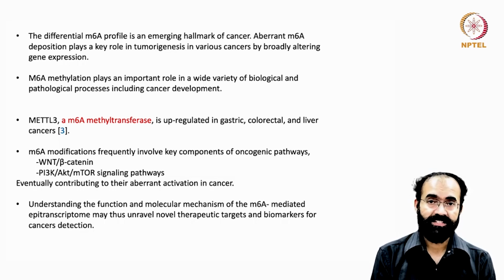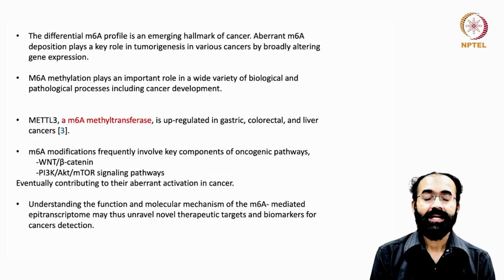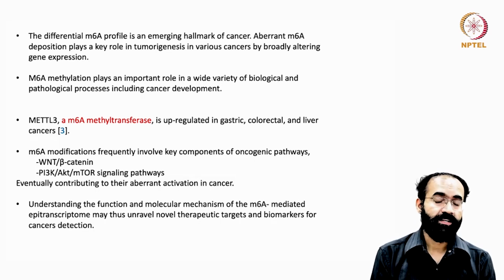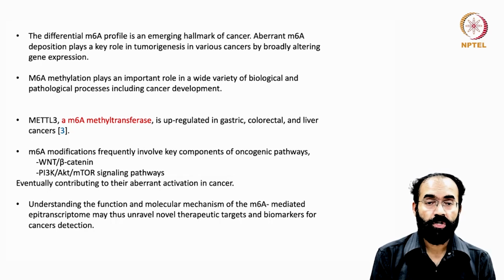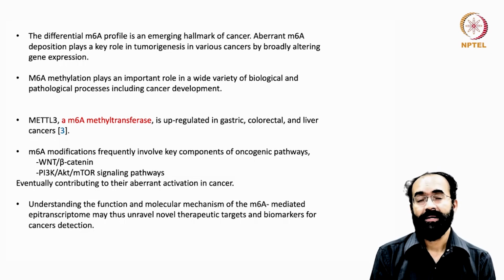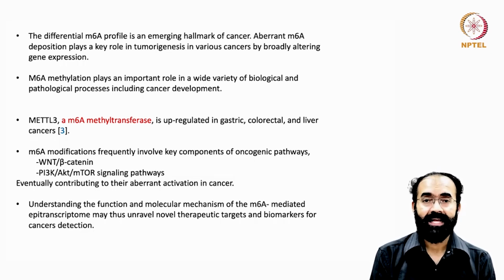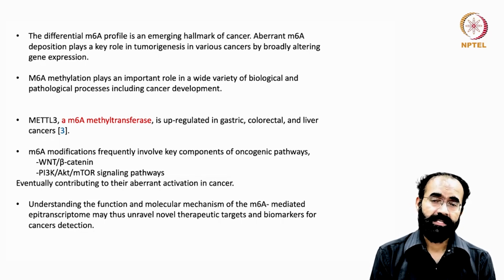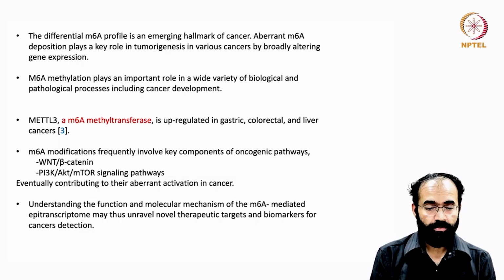Basically, the system has to sense whether a given tissue should proliferate or should not proliferate. Both these things are decided by the Wnt beta-catenin pathway and the PI3K-AKT pathway. Both are upregulated drastically when M6A is superactivated or M6A methyltransferase is upregulated. And when both these pathways are superactive, that eventually contributes to their aberrant activation leading to cancer.